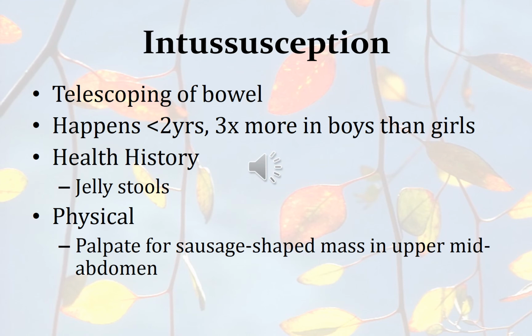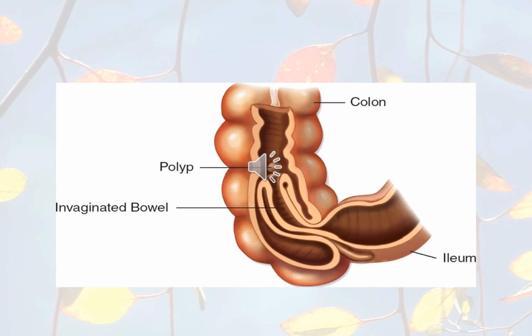Also, these kids are put on IV fluids because they're NPO, but we also start antibiotics and give emotional support pre and post-op. So another visual for you here is what it looks like when we have intussusception going on in the intestine, or the telescoping of the intestine into a distal area of the intestine.